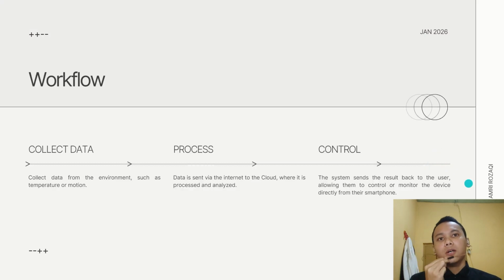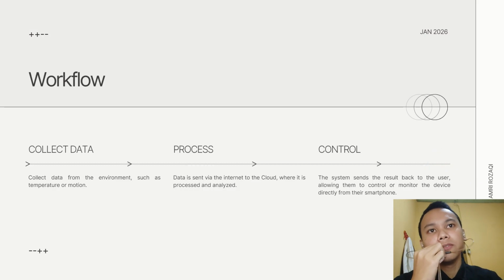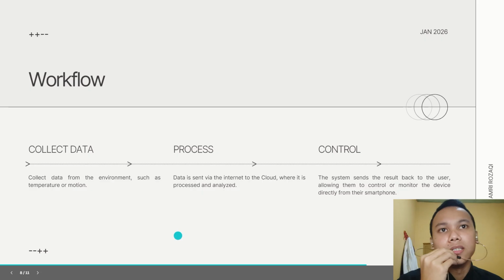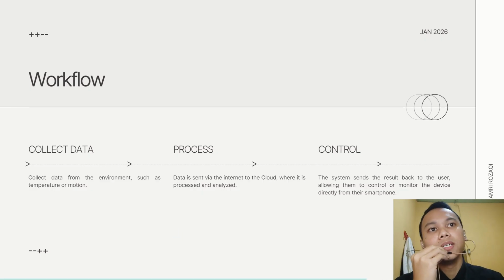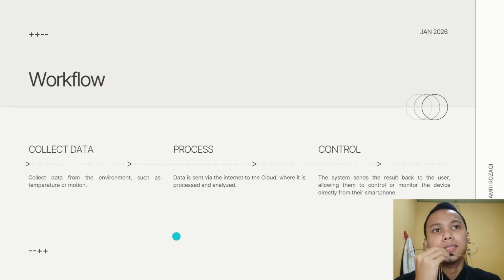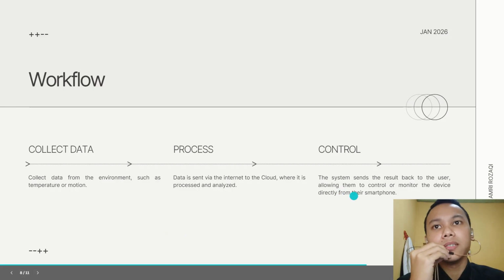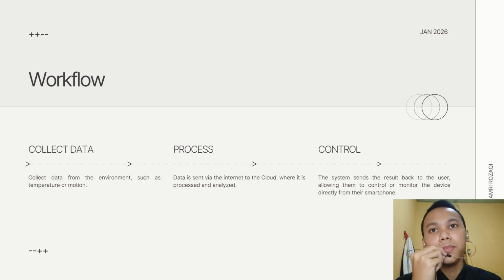So, how do IoT devices work? It involves three main steps. First, sensors collect data from the environment, such as temperature or motion. Second, this data is sent via the internet to the cloud, where it is processed and analyzed. And third, the system sends the result back to the user, allowing them to control or monitor the device directly from their smartphone.